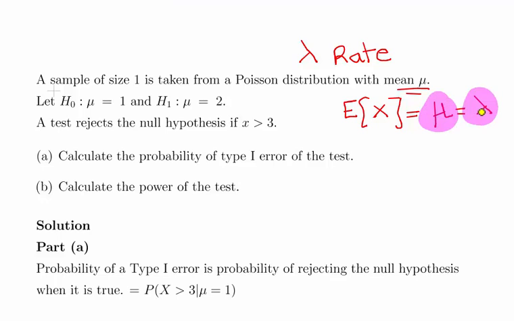Let the null hypothesis be that mu is equal to 1, and let the alternative hypothesis be that mu is equal to 2. A test rejects the null hypothesis if our observation x is greater than 3. Calculate the probability of type 1 error of the test, and then calculate the power of the test.